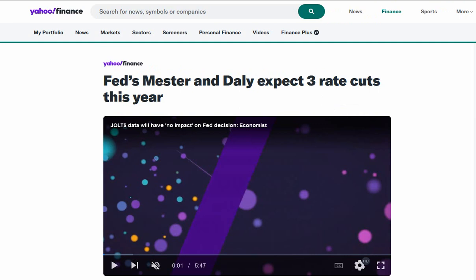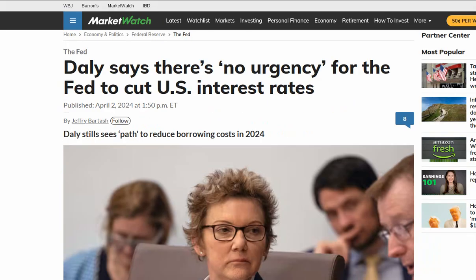Now, you got Mester and Daly out there today. Again, a bunch of Fed speakers this week saying the same thing, echoing the same thing, saying they expect 3 cuts. The message is the same: there's no rush to cut rates. Fed President Daly worded it that there's no urgency for the Fed to cut rates. They're telegraphing the same message heard from Waller and Powell last week.